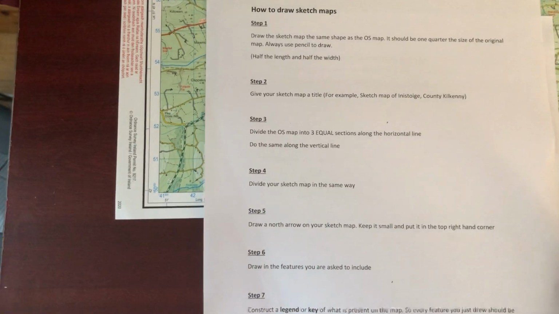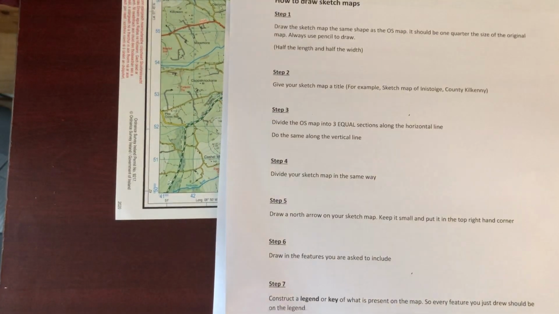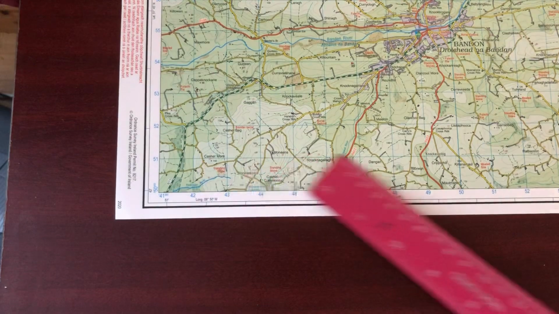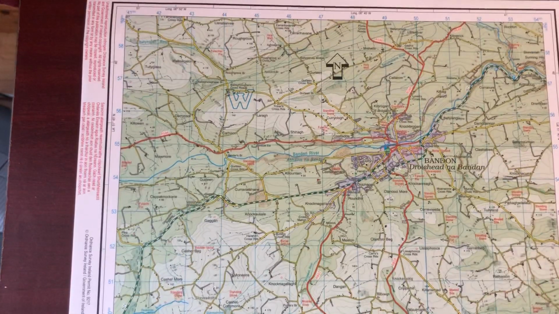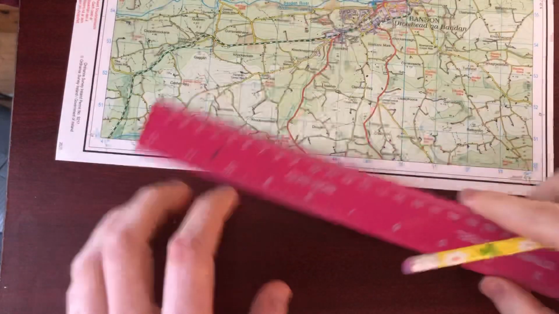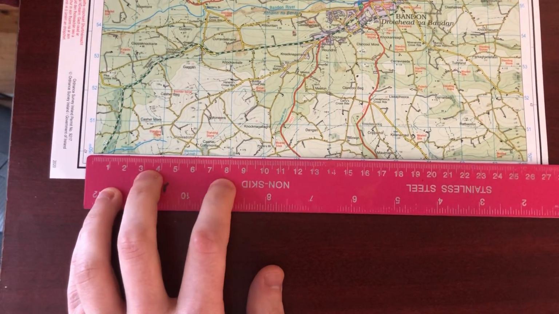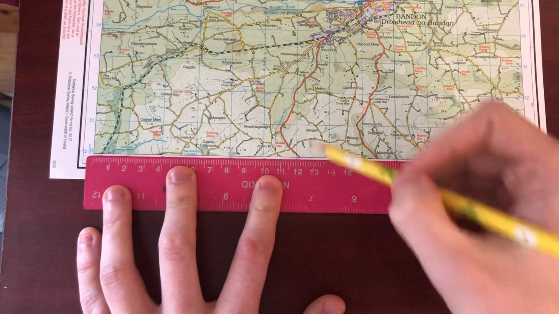I'm going to upload these steps for you on how to do a sketch map beside the video when I get a chance. The first step when you're drawing a sketch map is to draw the same shape as the OS map, and it should be 1/4 the size. In other words, it should be half the length and half the width of the OS map. So you need to find the measurement of both and divide both measurements by 2. I'm going to start here at the very bottom, and the bottom line is 26 centimeters in length, which means that for my sketch the bottom line should be 13 centimeters.